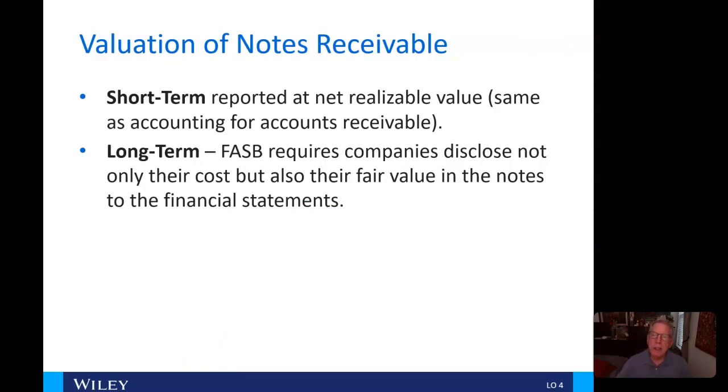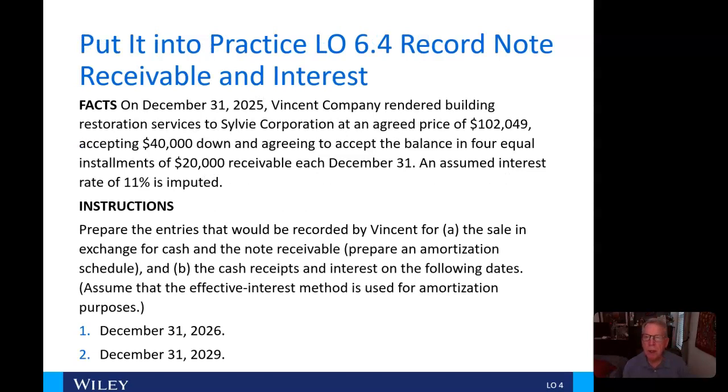All right. Valuation of notes receivable. Here, short term is reported at the net realizable value, the same as accounting for accounts receivable. Long term, the FASB requires companies to disclose not only their costs, but also their fair value in the notes to the financial statements. So let's look at that a little bit.